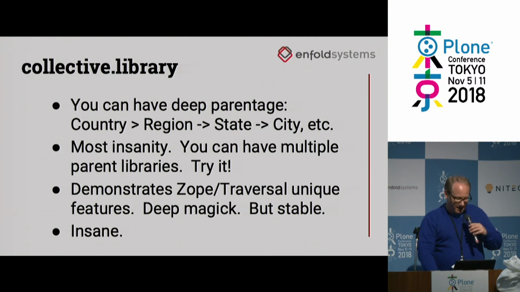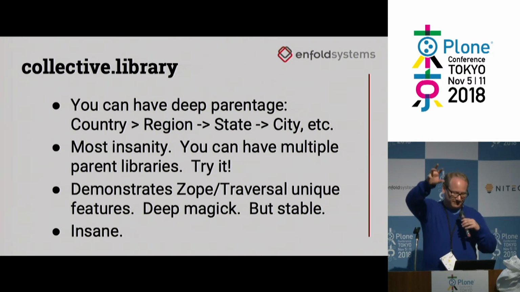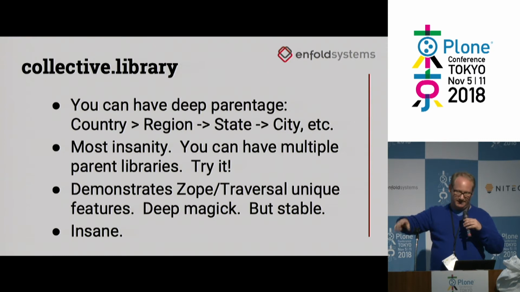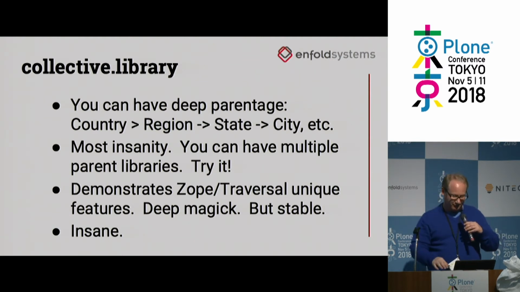Got it. And so you can have really deep parentage, something like country, region, state, city, and have all these different sorts of folder structures at each level. And there are some filtering adapters as well. More insanity is that you can actually have multiple parent libraries, which is really, really interesting. And if you want to see something that really demonstrates some deep magic of traversal, this is a really, really interesting package. It's really insane.